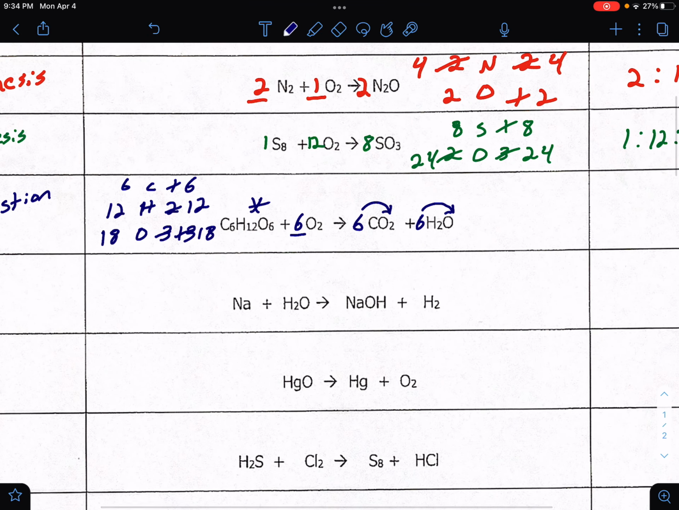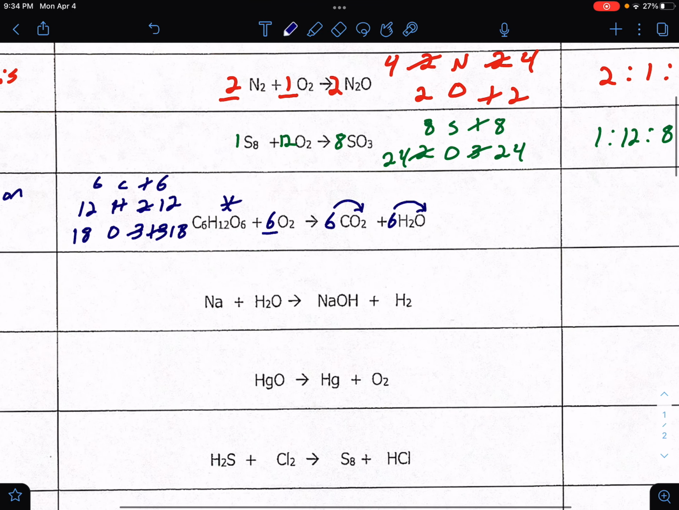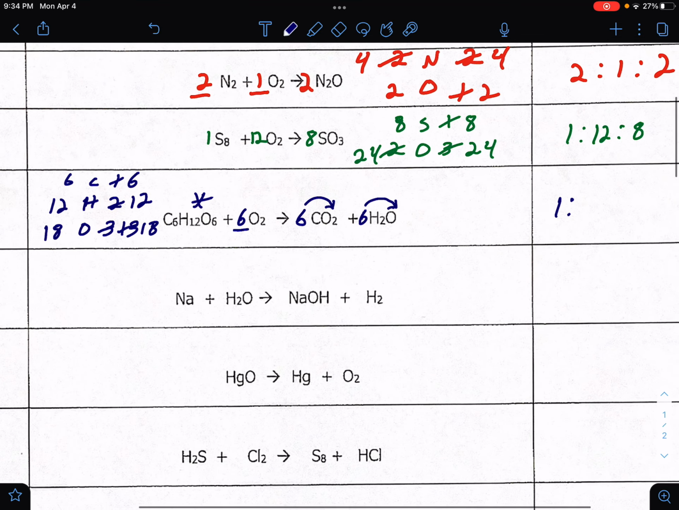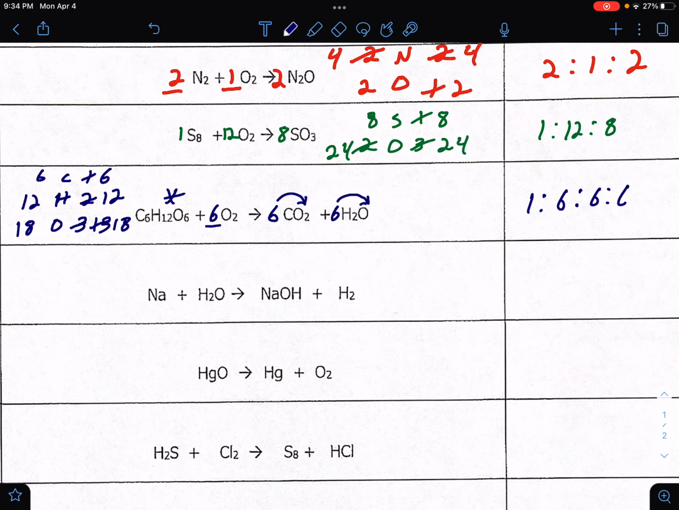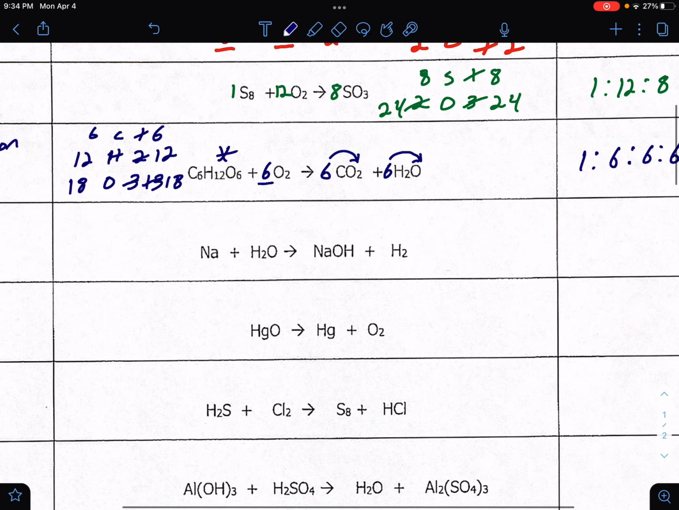So now this would actually be complete. Okay, so I did nothing in front of the C6H12O6. That's an imaginary 1. And then I would do 6 in front of the O2 and 6 in front of the CO2 and 6 in front of the H2O. So there's your coefficients right there. Okay, let's look at the next problem.